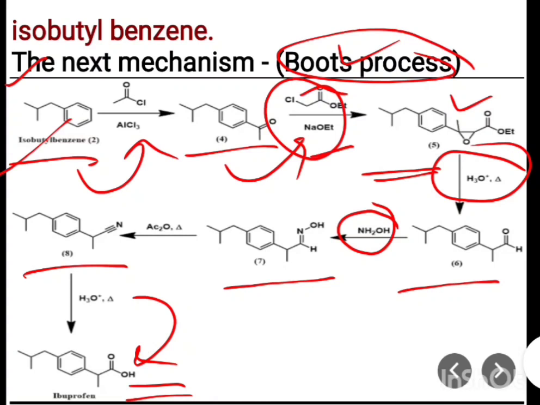Then with H2NOH, that is hydroxylamine, when it reacts, the C=O group is replaced by an N-OH group, that is the 7th product. Then again acetic anhydride and heat are used, water is eliminated, so we get a C triple bond N. Ultimately hydrolysis takes place, and we get CH2COOH.